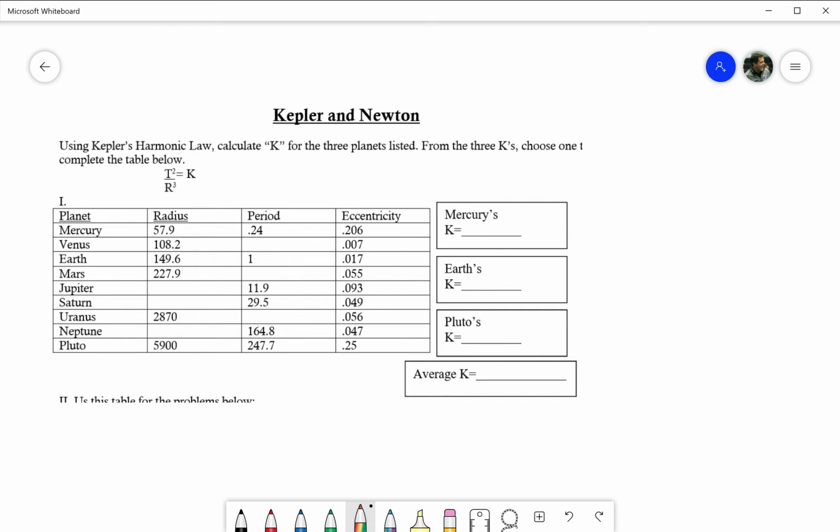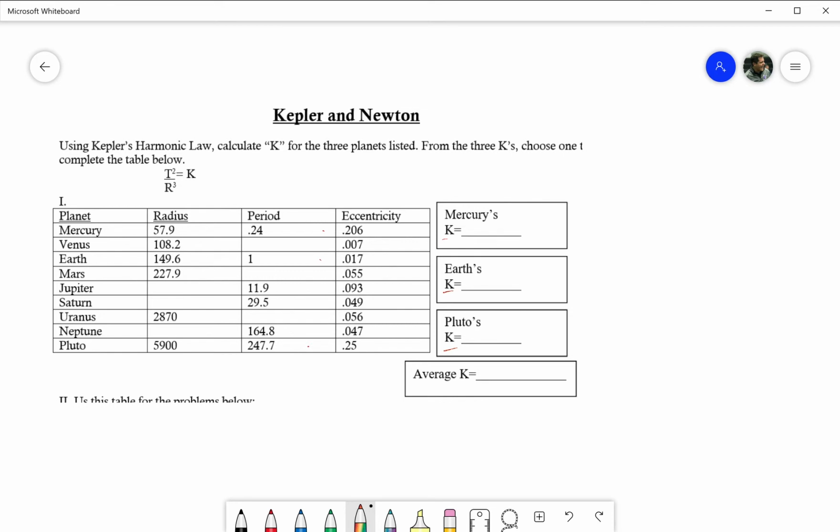Alright, so the idea of this video is we're going to go over how to use Kepler's third law, the T squared over R cubed. So what I do is I give you three planets. I give you Mercury, I give you Earth, and I give you Pluto. We won't worry about if it's a planet or not. And we need to use Kepler's third law for all three of them to figure out what their K's are. Alright, and the idea is to show that they're all equal.